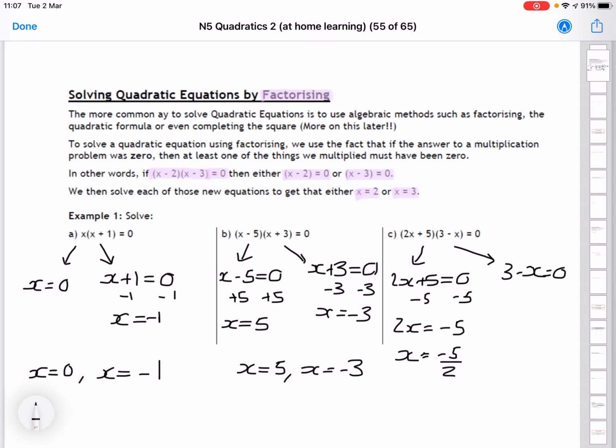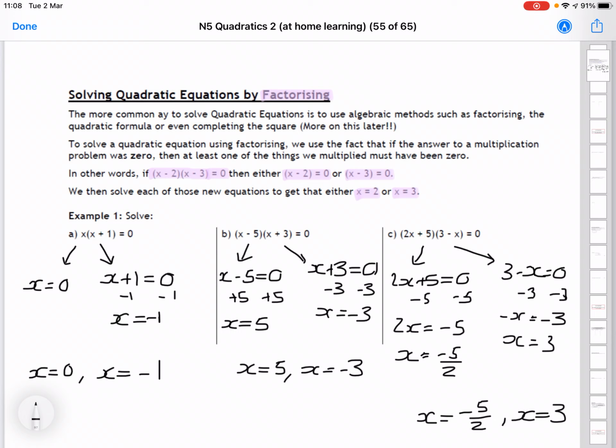I would leave these as fractions. I wouldn't bother with putting them into decimals. This second one here, we've got 3 minus x equals 0. So we would subtract 3 from both sides. That is going to give us minus x equals minus 3. And then because they're both negative, we would change them both to positive, so x equals 3. So for this last one, our two answers are x equals minus 5 over 2 and x equals 3.